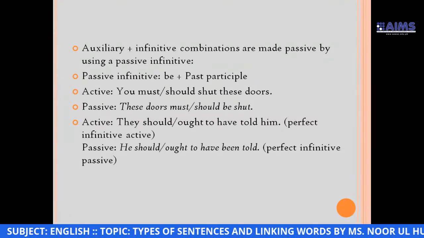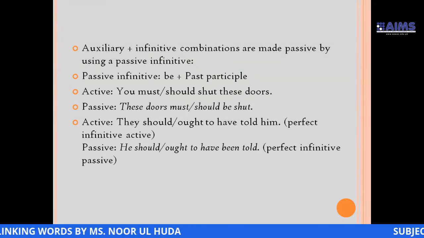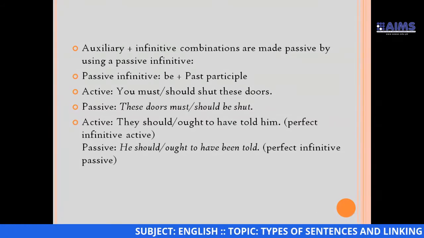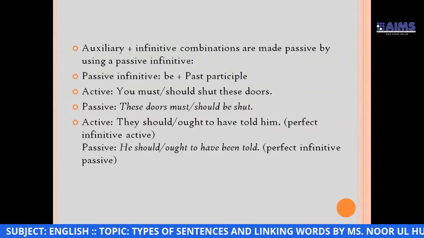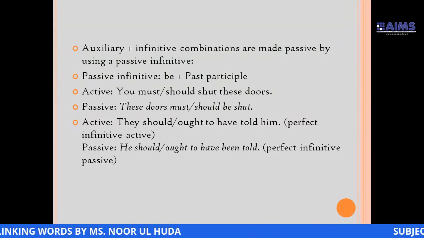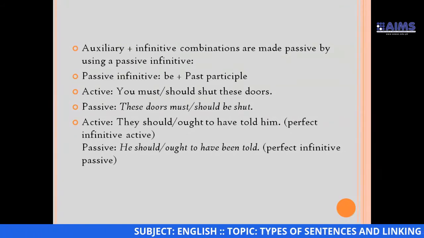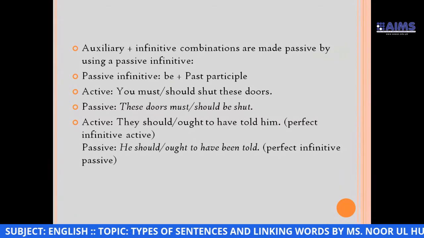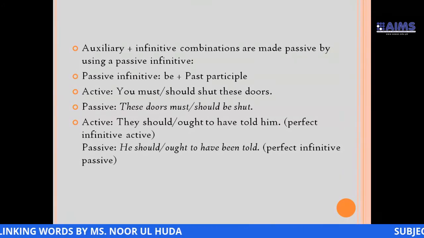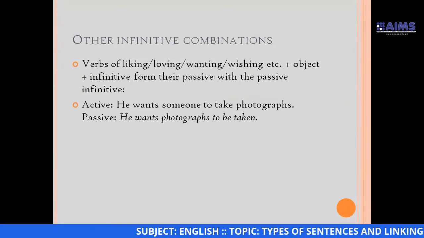Now 'they should have told him'. Now this is the perfect infinitive active, so we need to change it like 'they should have told him', 'he should have been told', because have is a perfect, so we need to change the be form into the third form, him being told. Similarly, 'they ought to have told him', so 'he ought to have been told', right? All right.